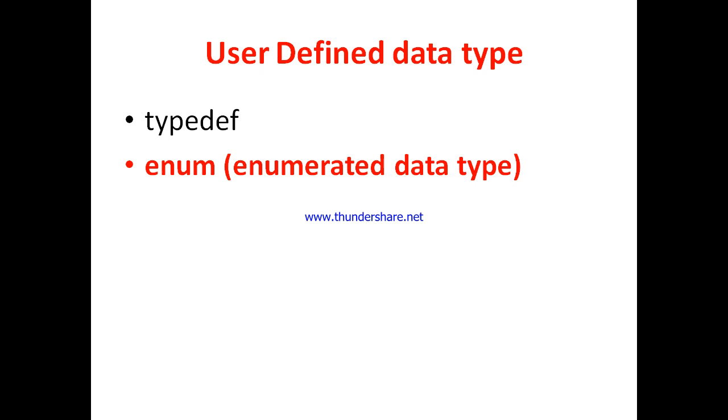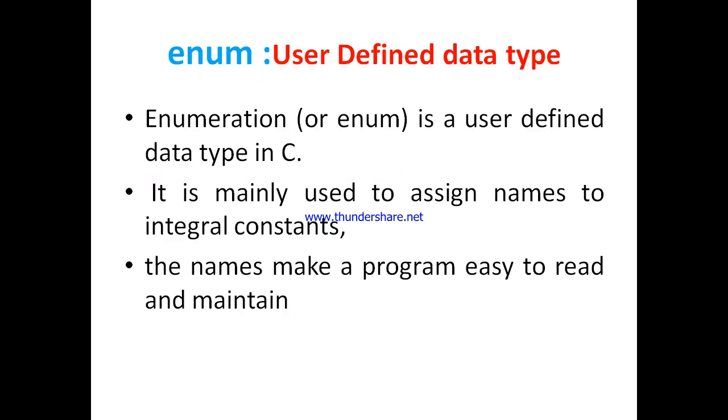So there are two types of user defined data type in C language. One is typedef, another is enum. Enum means enumerated data type. Now enum is a user defined data type. Okay, it is mainly used to assign names to integral constants.